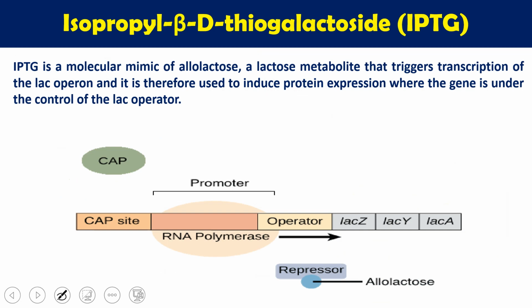This is a molecular mimic of allolactose. Allolactose is a lactose metabolite, which normally triggers the transcription of the lac operon. So if we have lactose, the lacI gene normally produces repressors, and lactose, if present in the culture media, binds to the repressors, so the repressor is not able to bind to the operator site, and then RNA polymerase binds here and expression occurs.